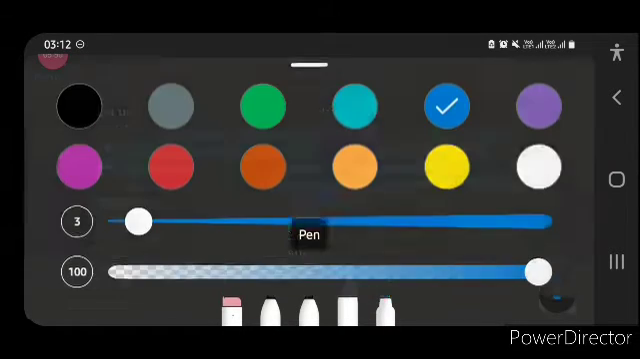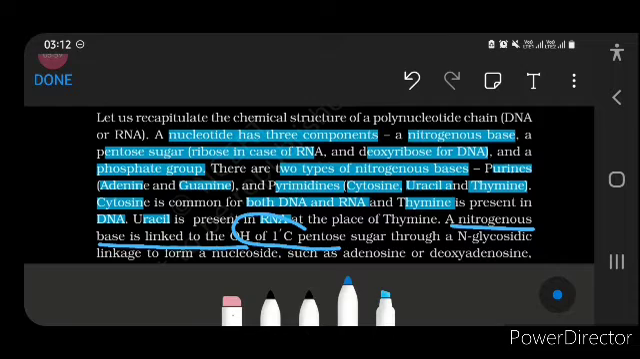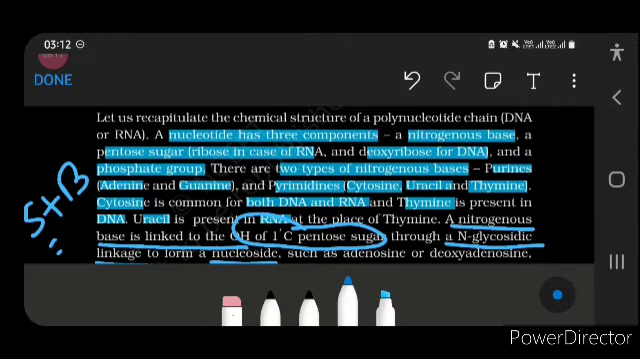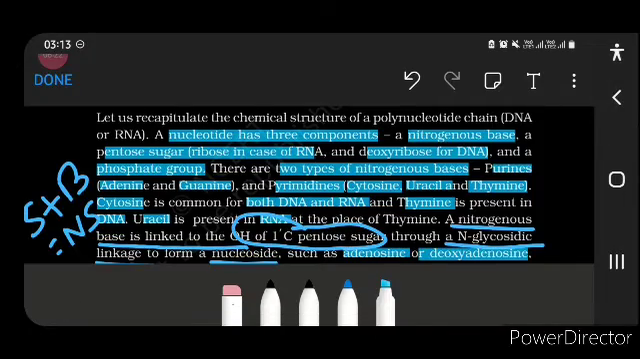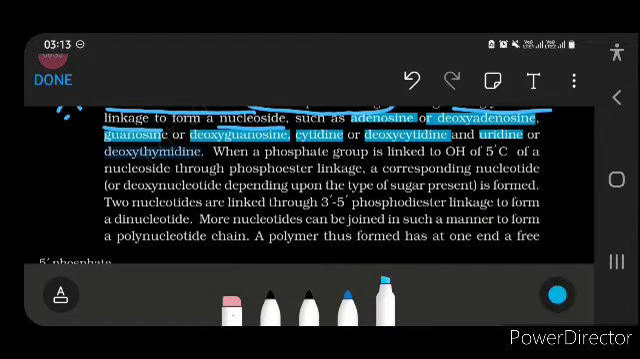Here you can see a nitrogenous base is linked to the OH of the 1' carbon of pentose sugar through N-glycosidic linkage to form a nucleoside. When a sugar plus base is present, then it is called a nucleoside, such as adenosine or deoxyadenosine, guanosine or deoxyguanosine, cytidine or deoxycytidine, and uridine or deoxythymidine.